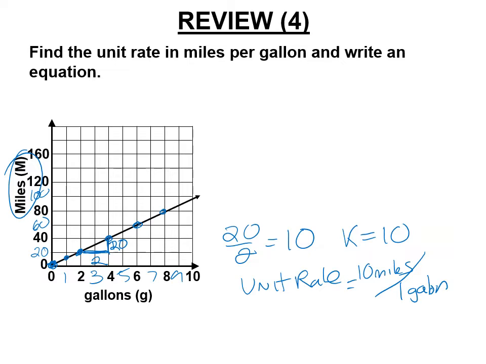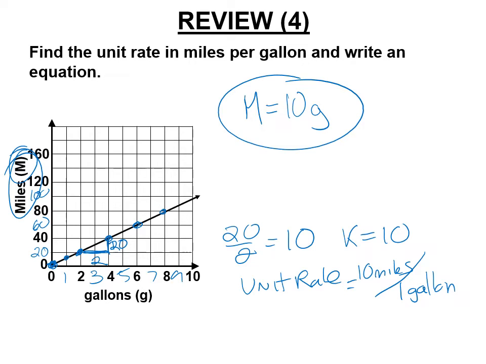So now we're going to write our equation, and we're going to use the letters provided. It's always, the letter where y is goes first, and m equals 10g. Every point on this graph can be found with that equation. So if I have 8, m equals 10 times 8 equals 80. That better be 80 at 8, and it is, because 8 gallons will go 80 miles. This better be a very large truck that only gets 10 miles per gallon.